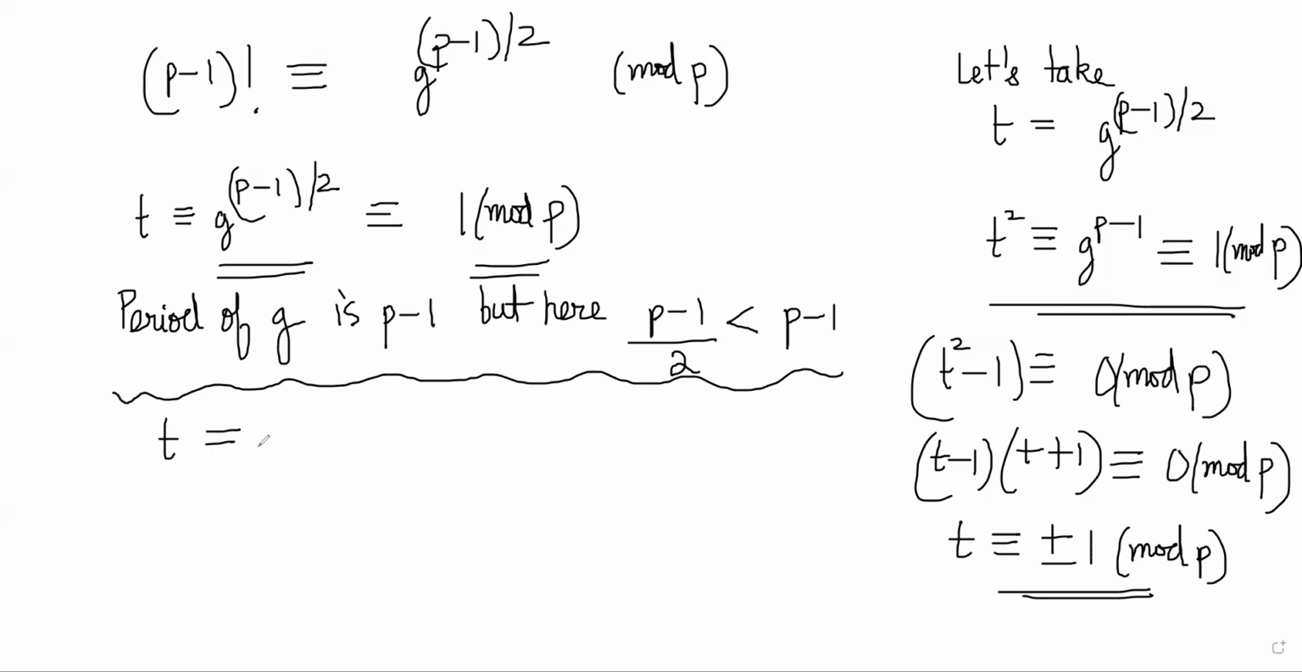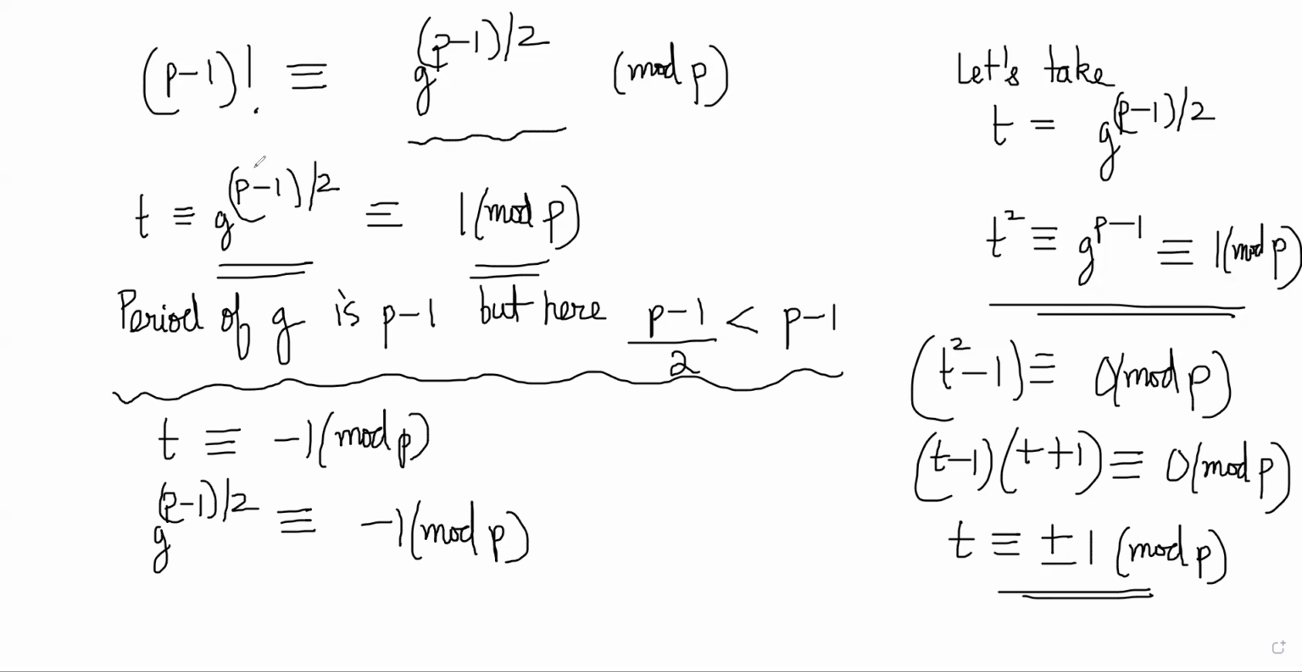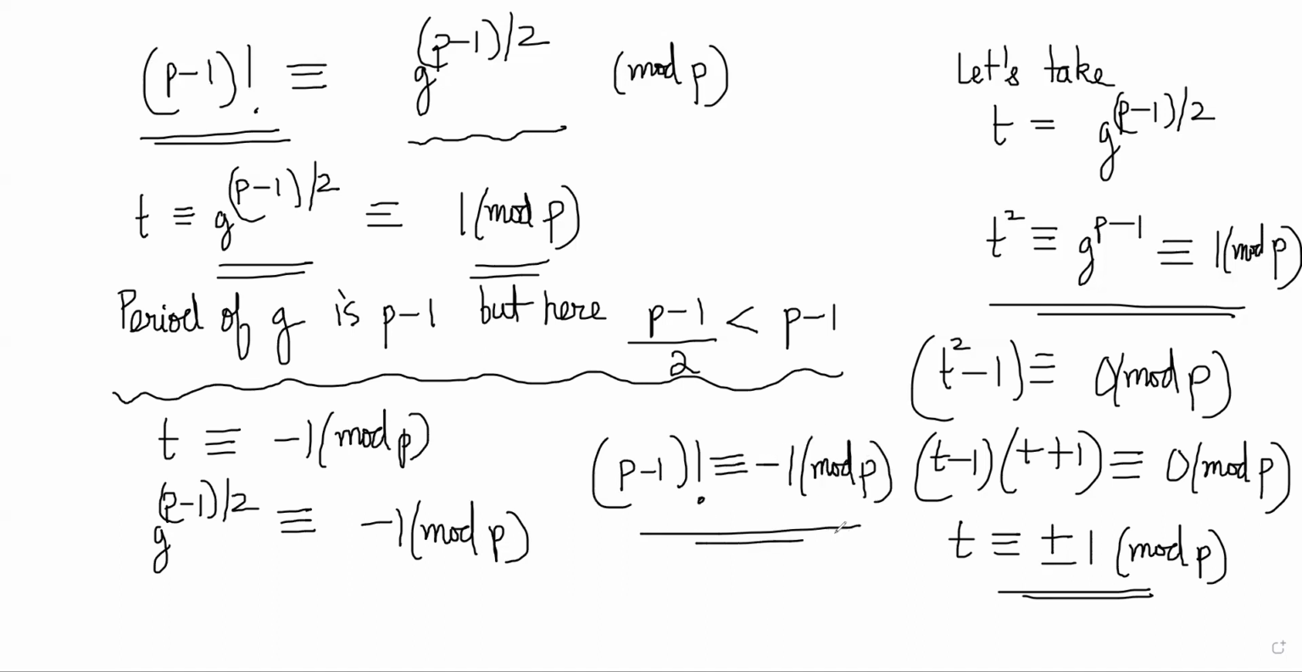So t must be congruent to minus 1 mod p, which means g power p minus 1 by 2 is congruent to minus 1 mod p. And what was g power p minus 1 by 2? That was p minus 1 factorial. We get p minus 1 factorial is congruent to minus 1 mod p, right? So that is our proof of Wilson's theorem.